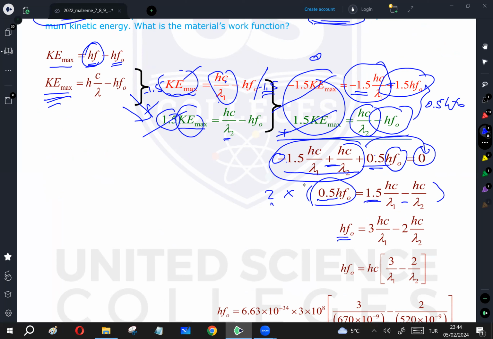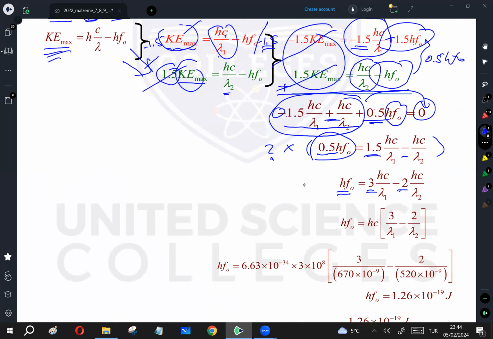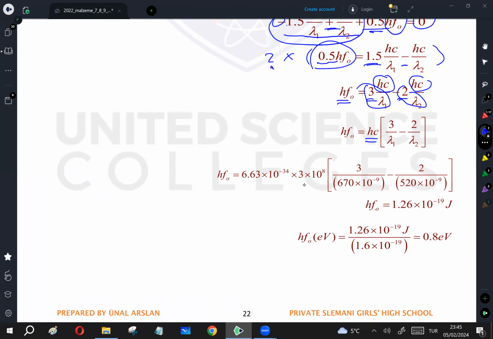2 times 1.5 is 3. 2 times negative 1 is negative 2. Then we are ready to calculate hf0. I see that hc is common for both terms. So instead of writing them twice, I'm going to take hc outside the parentheses. Then what is left? 3 over lambda 1 remains in the first term. 2 over lambda 2 remains in the second term. Then insert all the numbers in and do the calculation very carefully.